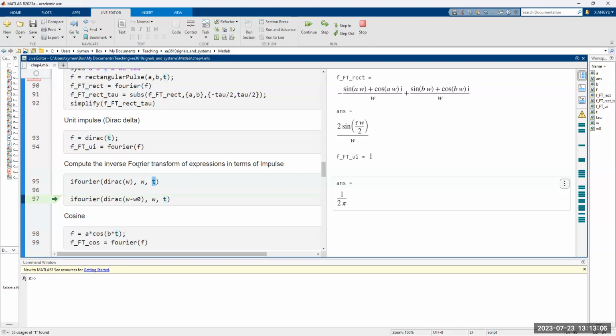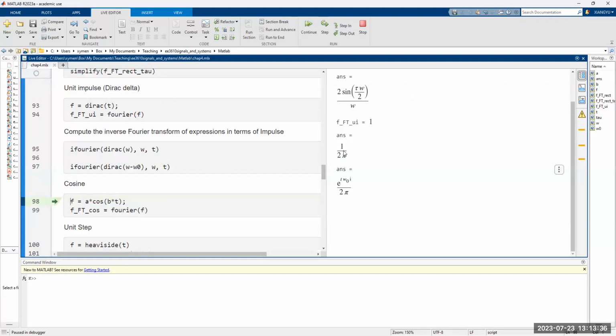Now let's calculate the inverse Fourier transform of the impulse function shifted by omega0. We can use the frequency shifting property. When a signal is shifted in the frequency domain by omega0, then in the time domain it is just multiplied by exponential j omega0 t. You see this result is just multiplying by exponential j omega0 t.